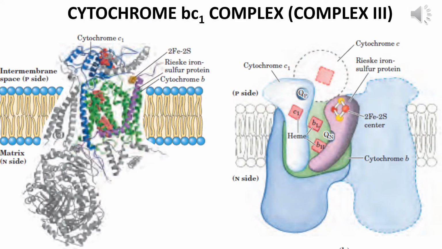Complex 3 is attached with coenzyme Q and this complex 3 is accepting electrons from coenzyme Q and is thereafter donating the electrons to cytochrome C.